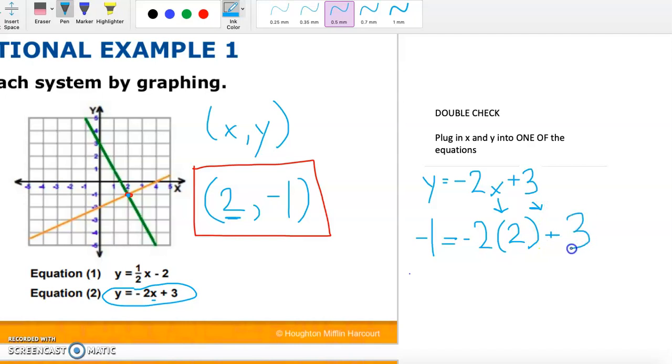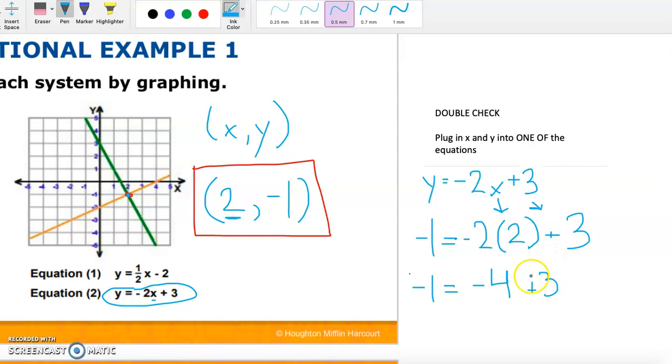Do we see how I carried my coordinate points and I just plugged them into the equation? So now I'm going to keep solving. So it has -1 for y. And this means -2 times 2. Well, -2 times 2 is -4, +3.